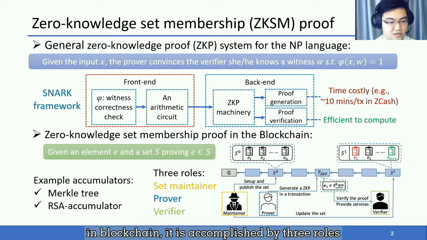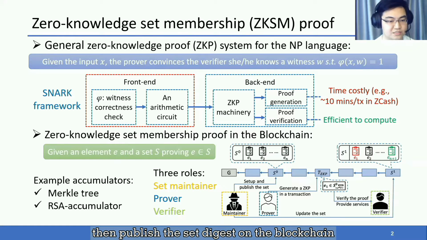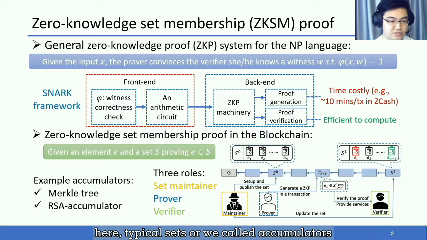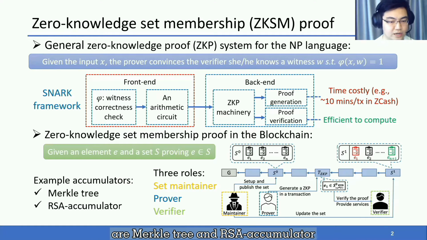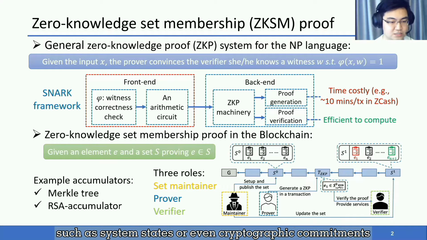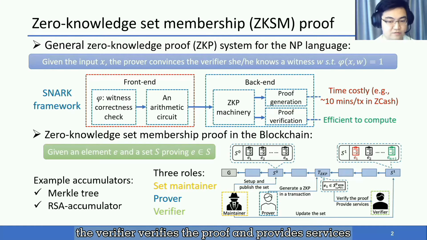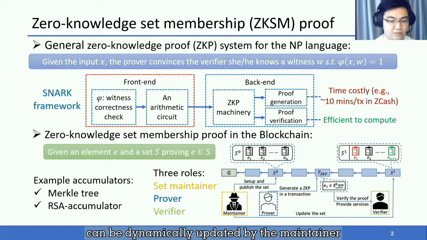In blockchain, it is accomplished by three roles. Firstly, a set maintainer sets up a set and prepares ZKP-related conversions, then publishes the set digest on the blockchain. Here, typical sets, or we call the accumulators, are Merkle tree and RSA accumulator. Meanwhile, elements can be in any format, such as system states or even cryptographic commitment. Secondly, a prover generates the ZKP SM based on a specific set digest. Finally, the verifier verifies the proof and provides services. Notice that the content of the set and its digest can be dynamically updated by the maintainer.